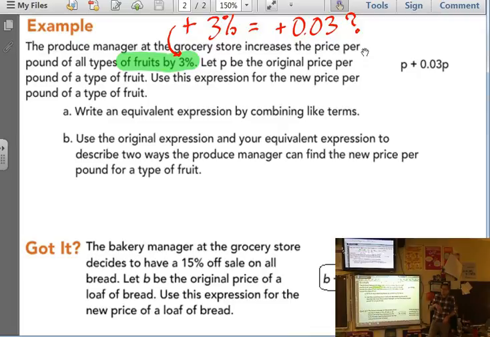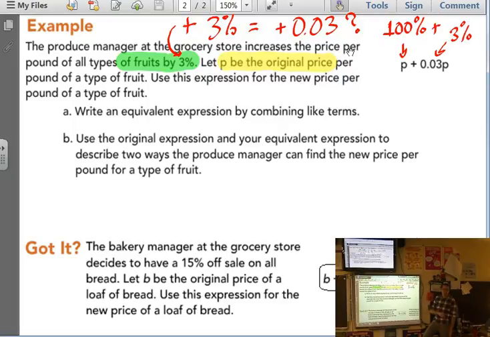Well, it's 3%. Yeah, it's 3% of what it was, or of the previous price. So if P represents the previous price, so P is the original price. You might want to underline or highlight this. P is the original price. This is really 100% because it's 1P. This is adding 3% more.